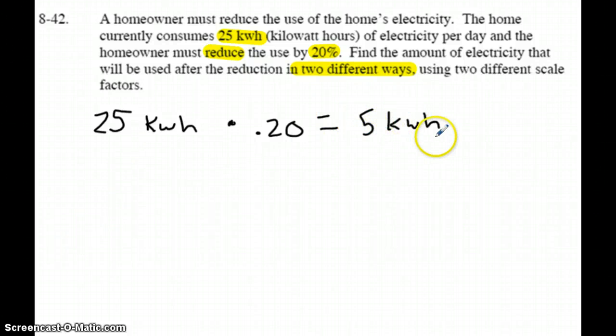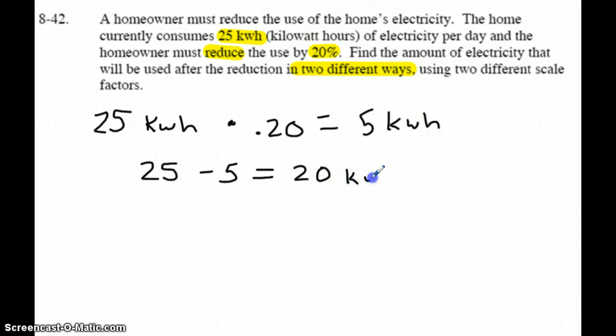So once we find out how much we have to reduce, a lot of you might be able to just do this in your head, obviously, and we would just take the 25 that we have, subtract off the 5 that we need to reduce, and we get 20 kilowatt hours. That would be our answer. Okay, 20 kilowatt hours. That's what we have to reduce down to. So we're at 25. We have to go down to 20. And that would be a reduction of 20%.